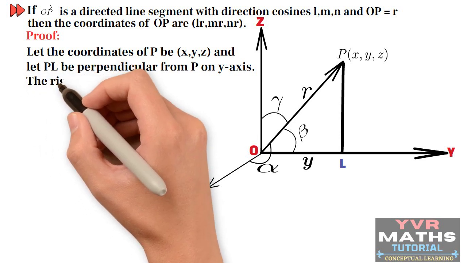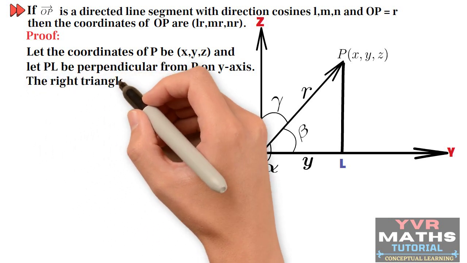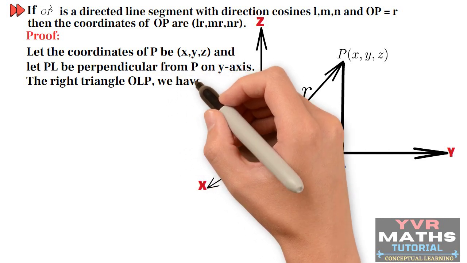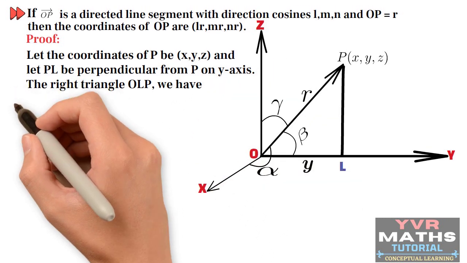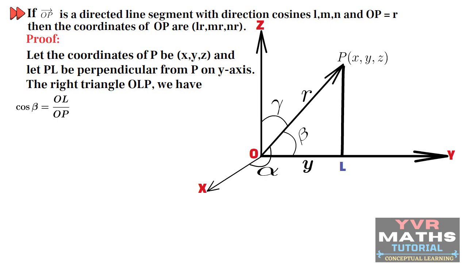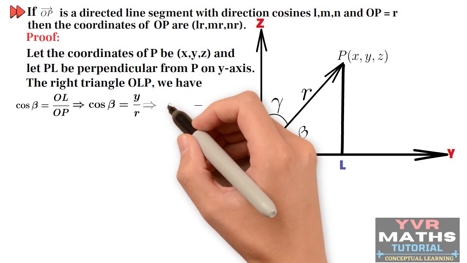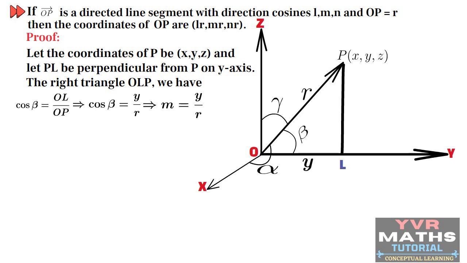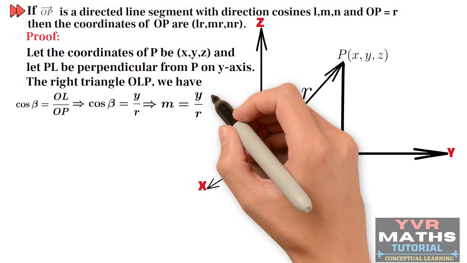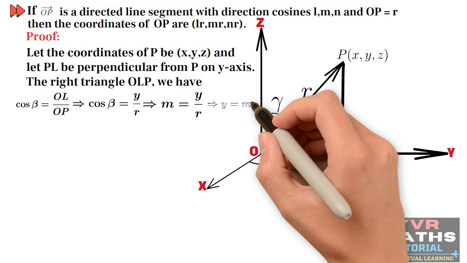If we observe the diagram clearly, OLP is a right angle triangle. From this right angle triangle, consider the cosine trigonometric ratio. Cos beta is equal to OL by OP. That implies cos beta is equal to y by r, as OL is y units and OP is r units. As per our previous discussions, cos beta is nothing but m, so m is equal to y by r. If you cross multiply, y is equal to mr.